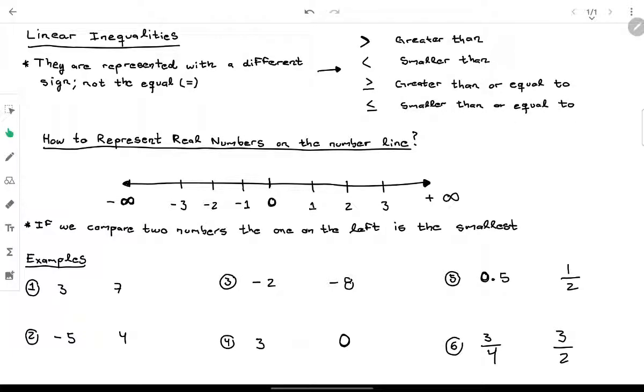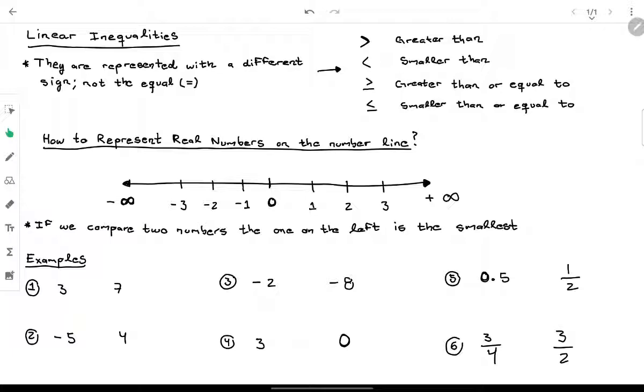So we are going to see first, as I was telling you, how to represent real numbers on the number line, because it's important to know which number is bigger or smaller than the other one. That way we will start to understand linear inequalities. Here is a very simple note: if we compare two numbers, the one on the left is the smallest, and the one on the right is the greater.